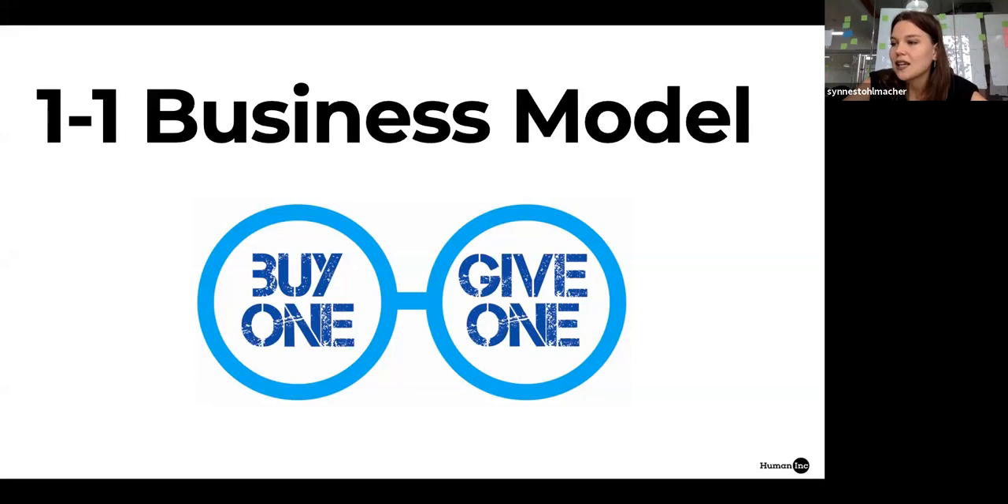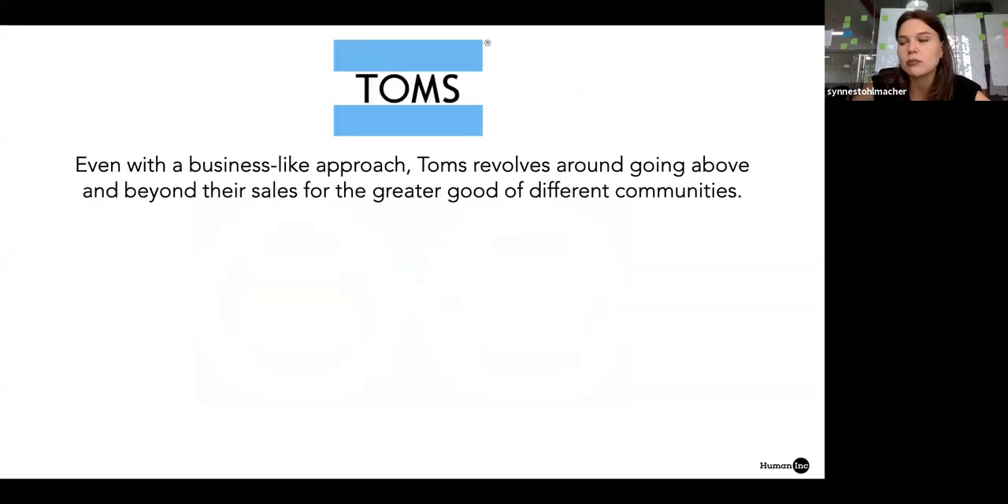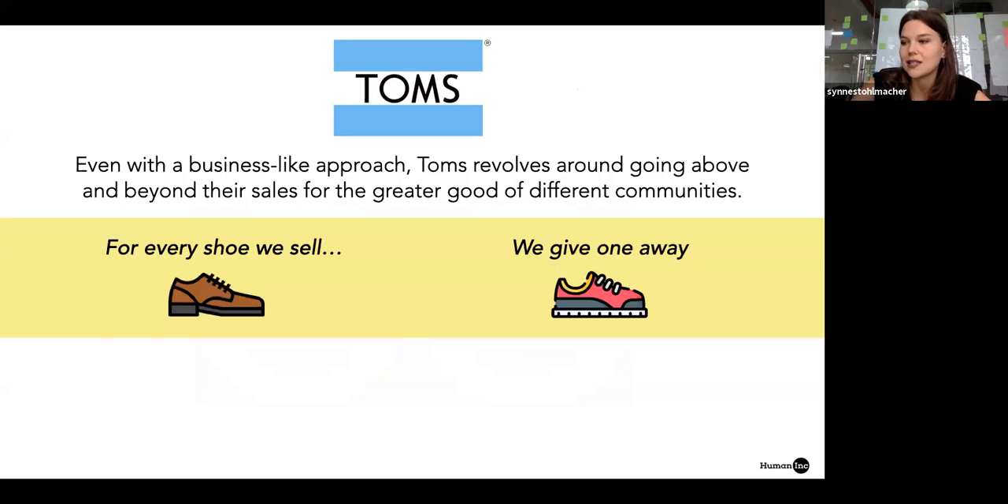So the first one is the one-for-one business model, which is adopted by Tom's and many others. Basically, Tom's is mainly a shoe provider, but they also have eyewear, where they are going above and beyond in their sales to be able to give back and do good in different communities. So for every shoe that they sell, they give one away. Every shoe that they sell in Western, more purchasing power economies, they actually give one away to rural areas to help combat health diseases, make sure people have shoes, and make life easier and more comfortable.